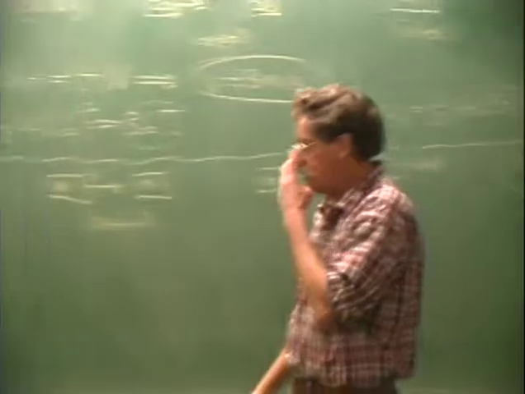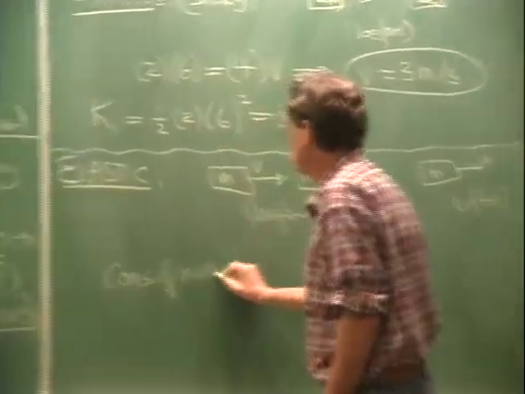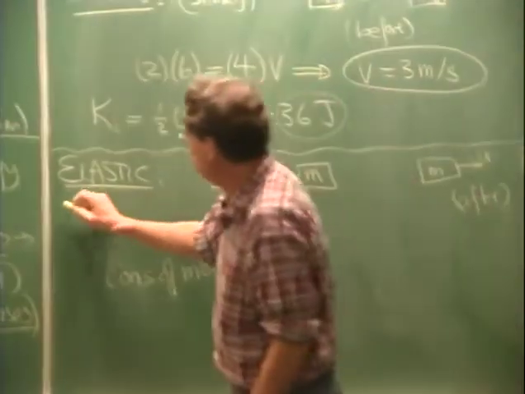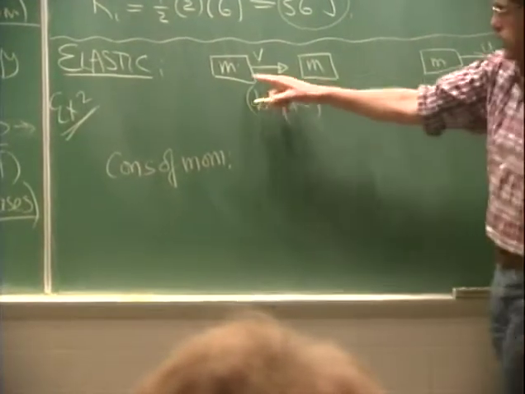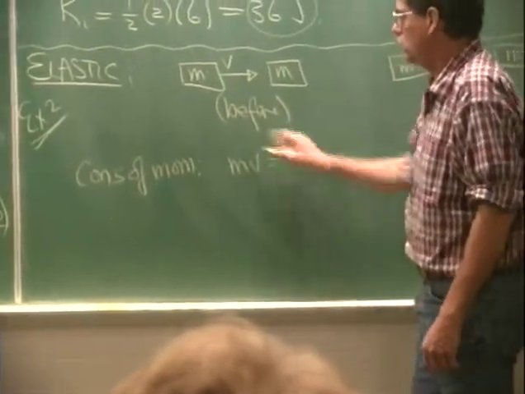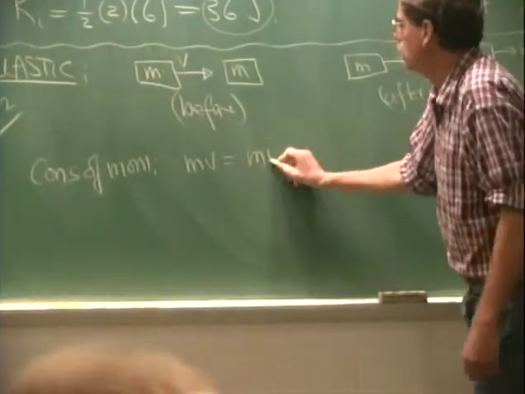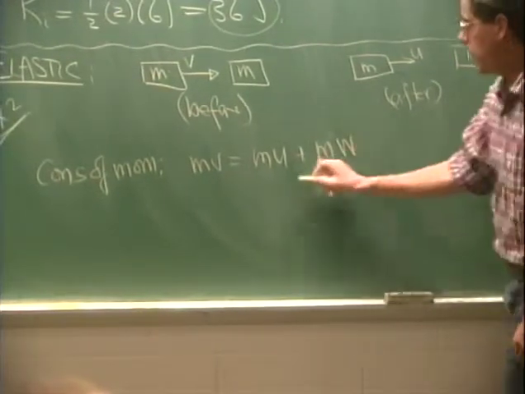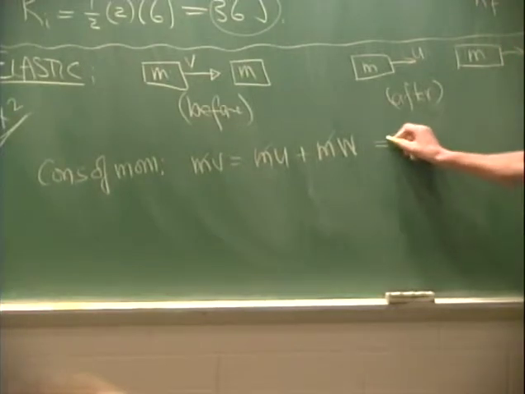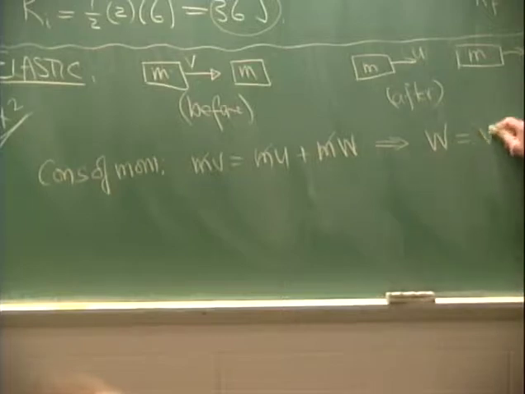How would the calculation go? Conservation of momentum. This is example 2. Conservation of momentum says mass times velocity equals mass times velocity plus mass times velocity. The m's conveniently cancel, and I could write this as a formula if I like for w. W is equal to v minus u.